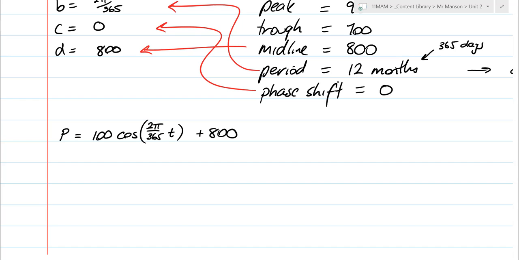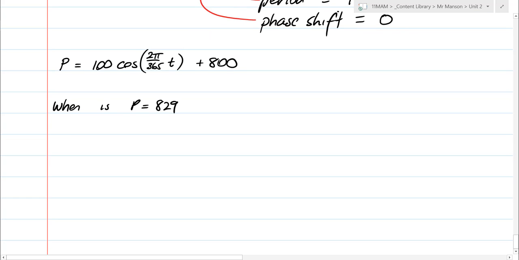And I want to know, when is the population 829? That's now on a video. I've just struggled there a bit. When is P equal to 829? And so now I'll just go through and solve this equation.